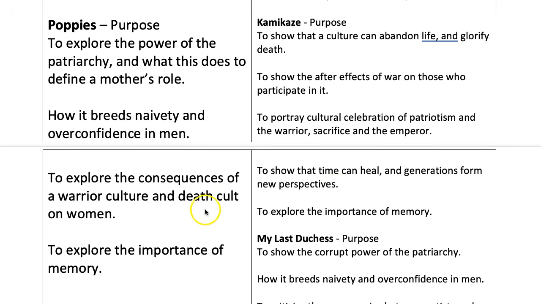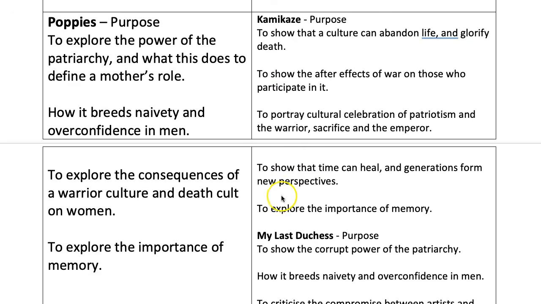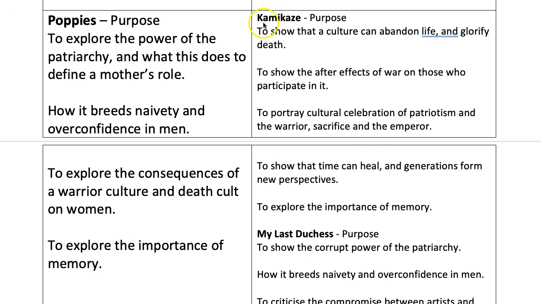Arguably, I think the image of the mother in Poppies standing at the memorial to dead soldiers probably suggests that time doesn't heal. So an interesting difference there that would create a nice contrast for you. And this one also explores the importance of memory to our understanding. So loads of comparisons. However, it's not my top one because Kamikaze does not have any obvious structure and form, and neither does Poppies, and so it's going to be super difficult for you to get the top grades.